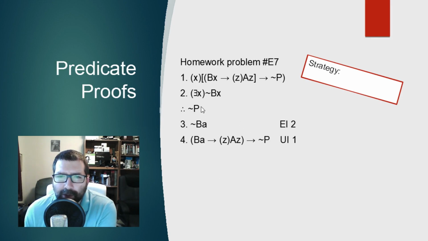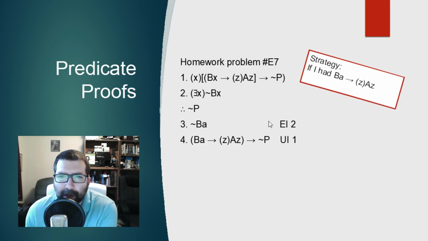So if we were trying to find not P, and not P is here, we need to somehow generate this statement right here: if BA, then for any z, AZ. If we could somehow get this, then we would be able to do modus ponens on this one and 4 to get not P, which is our conclusion. This would be ideal. All right, well, could we get this statement? Well, we've got this not BA here.